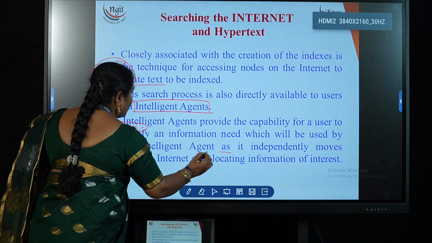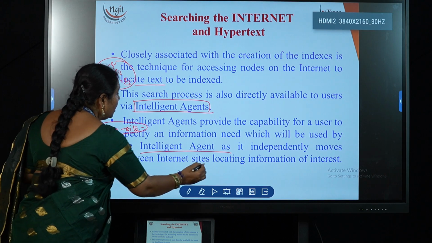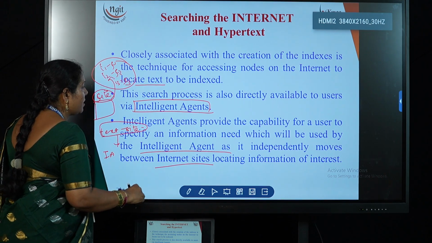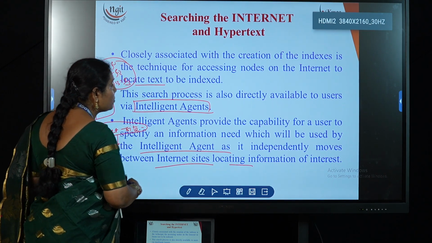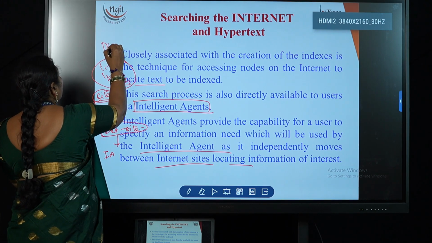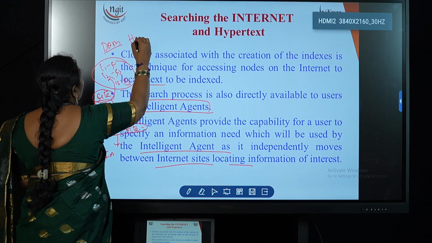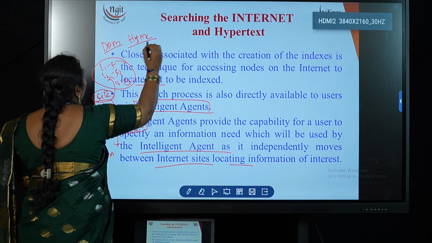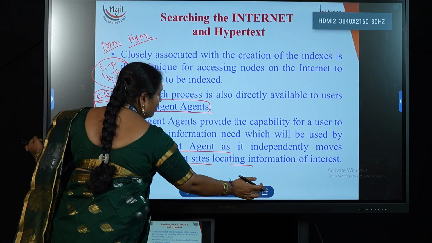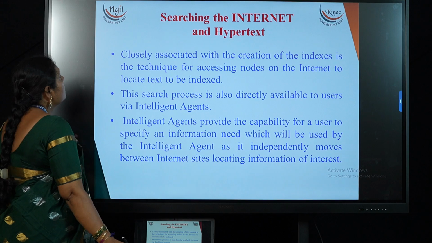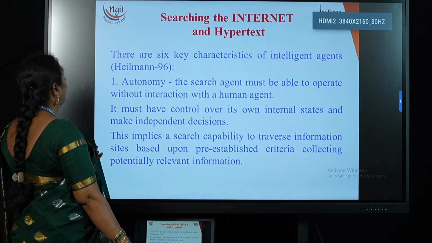So these intelligent agents have to independently go into the internet sites and they have to locate the information where it is going to be stored according to the document object model, because your HTML uses only this particular technique in order to store the data. Done? So this is your searching internet and hypertext.